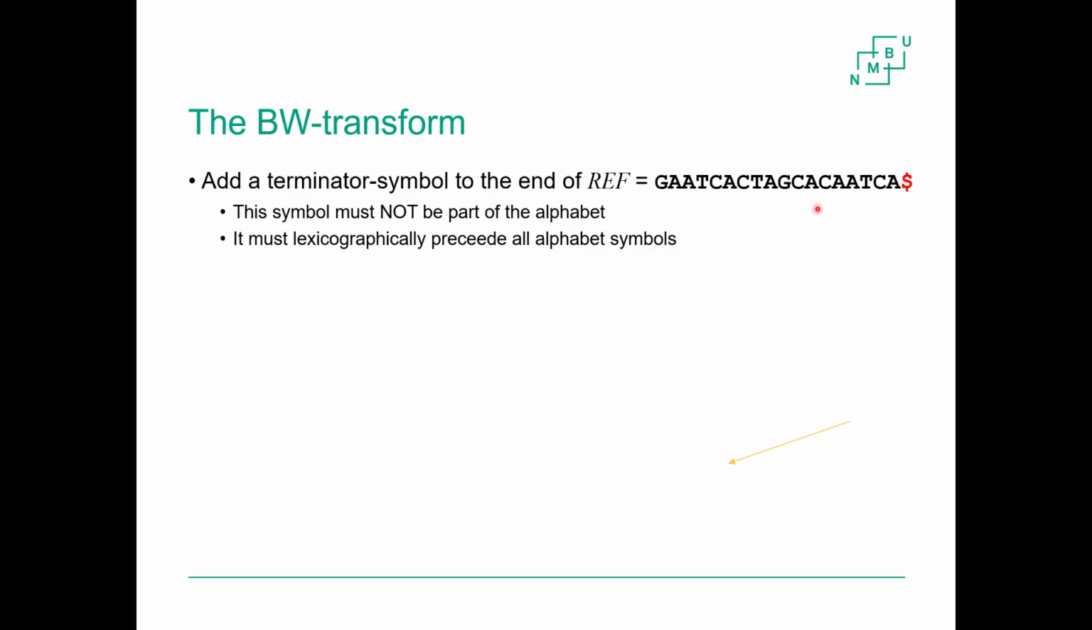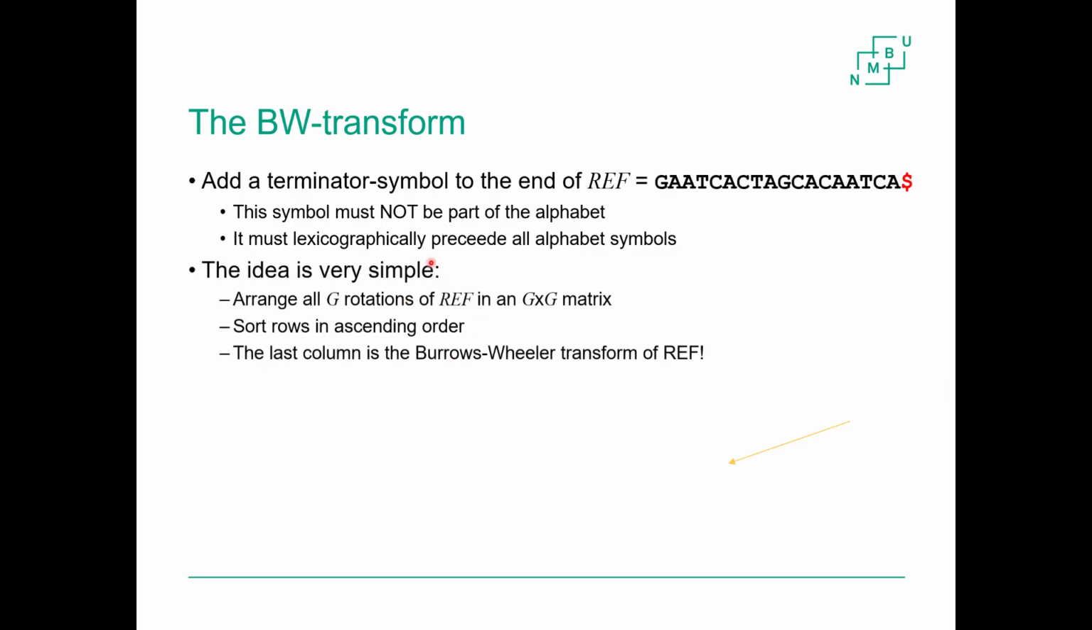So it means if you sort this alphabetically, this one comes before A, C, G, and T in that sorting, right? And usually this is sorted by the ASCII values that we have seen before when we talked about sequence qualities. It's sorted by the ASCII values, and then dollar is before these capital letters. The idea is very simple now at the beginning.